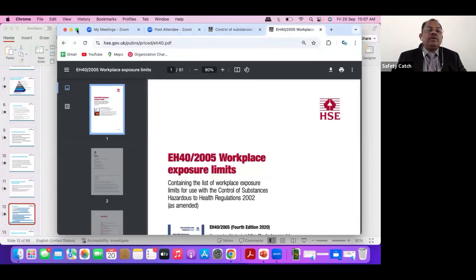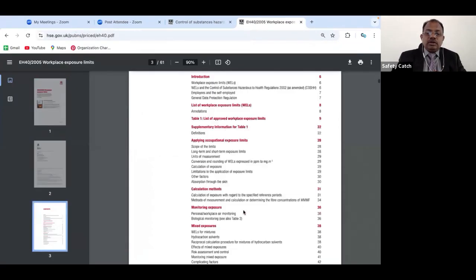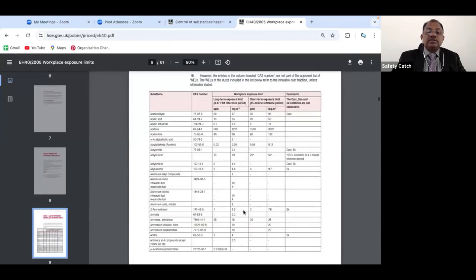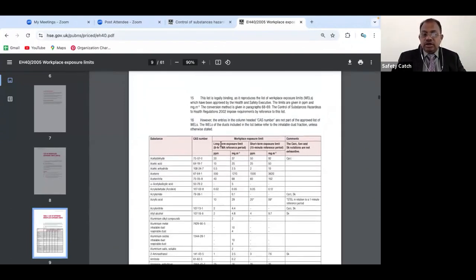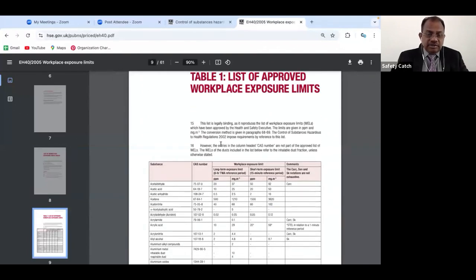So during the exam, you will be referring mainly to only these two documents: COSHH Regulations 2002 and EH40. Again, you can see this is published by HSE UK. So this will give you all the details about hazardous substances exposure limits. You will get the substance name, the CAS number, all this we will be discussing later. I'm only introducing the EH40 table now. If you have any substance in your workplace and want to know the permissible exposure limit, you can refer to this table EH40 as per the UK standard.